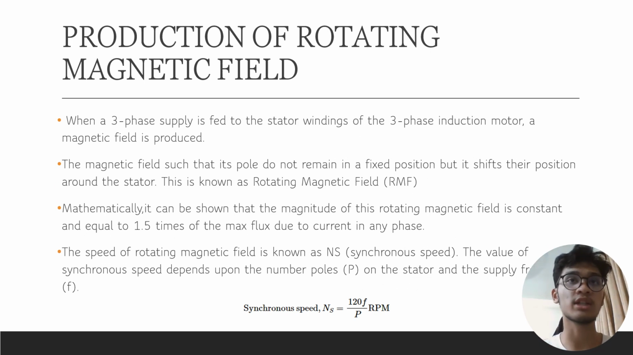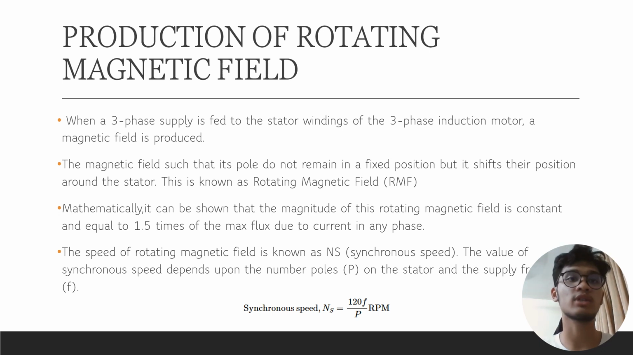So, the production of rotating magnetic field. When a three-phase supply is fed to the stator winding of the three-phase induction motor, a rotating magnetic field, RMF, is produced. The magnetic field is such that its poles do not remain in a fixed position on the stator but go on shifting their position around the stator. For this reason, it is known as the rotating magnetic field, or RMF. Mathematically, it can be shown that the magnitude of the rotating magnetic field is constant and is equal to 1.5 times the maximum flux due to the current in any phase.